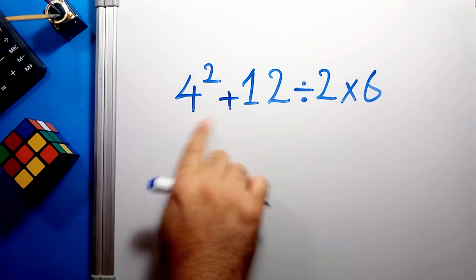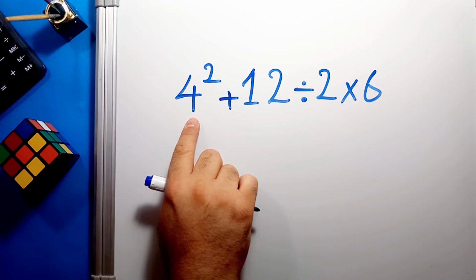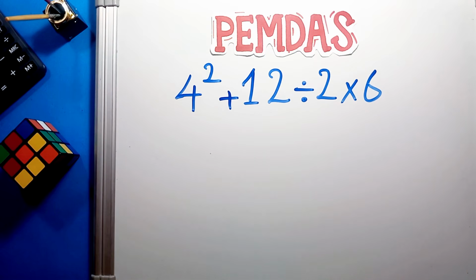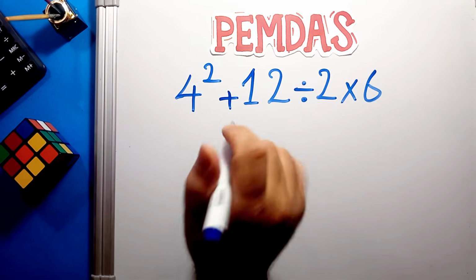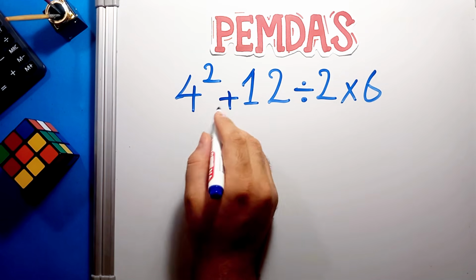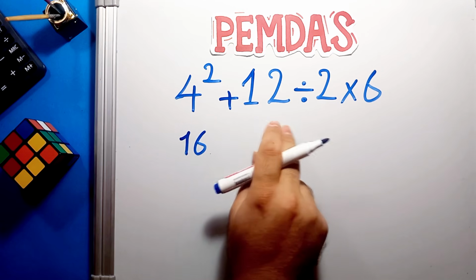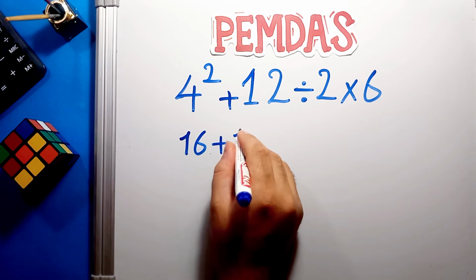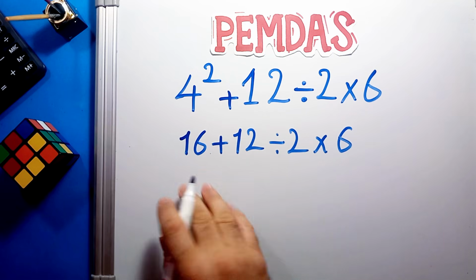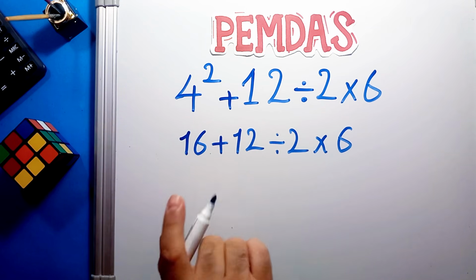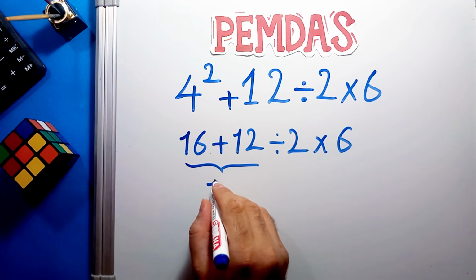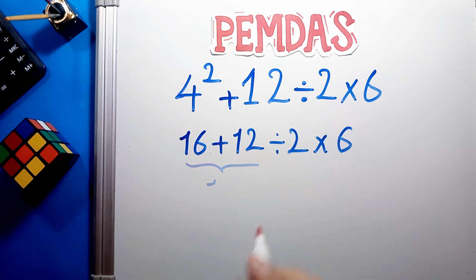Okay, now let's go to the final expression. 4 squared plus 12 divided by 2 times 6. This time there are no parentheses, so according to PEMDAS, we begin with exponents. 4 squared equals 16. Now the expression becomes 16 plus 12 divided by 2 times 6. And this is where people relax too early and make another mistake. Some immediately do 16 plus 12 equals 28. But no. We still follow PEMDAS.